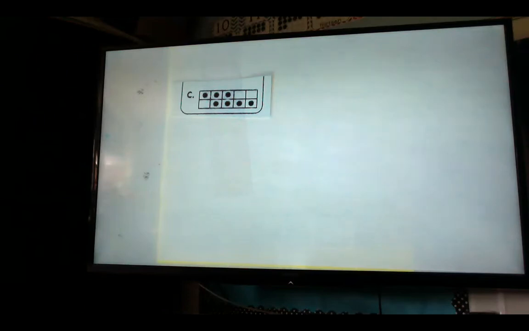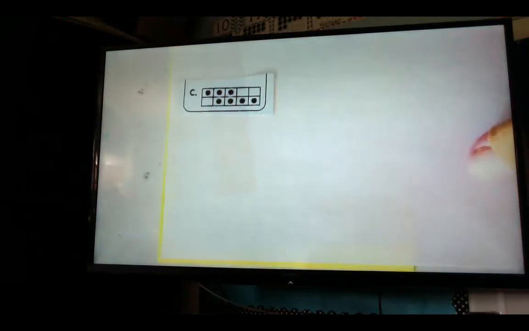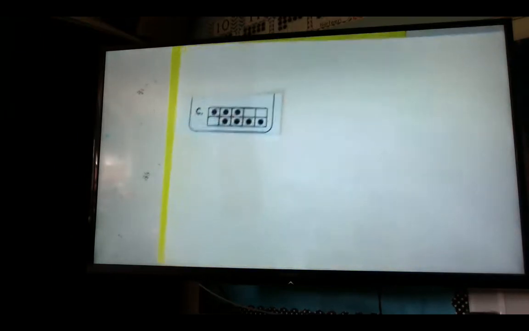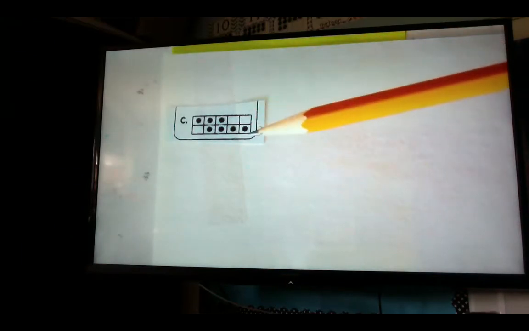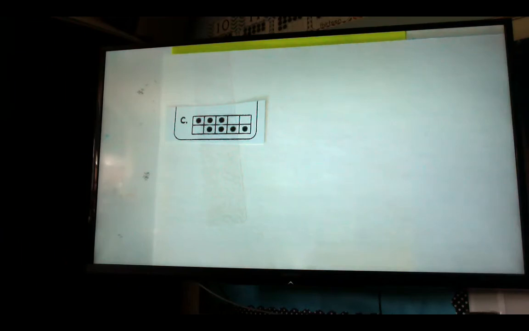How many do you see? Turn and tell someone around you how many you saw. Great job. Now tell them how you saw them. Great. Let's look at it together. When I look at this 10 frame, I see 3 on the top and 4 on the bottom. So let's think, how many more do we need to fill up the 10 frame and make a total of 10? Let's have some private think time and think about it.